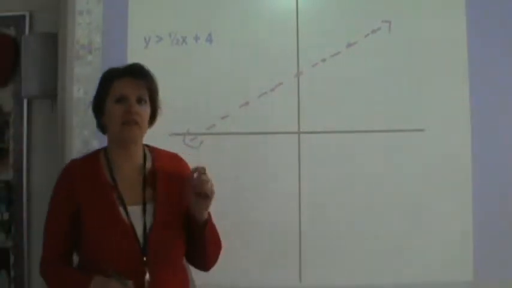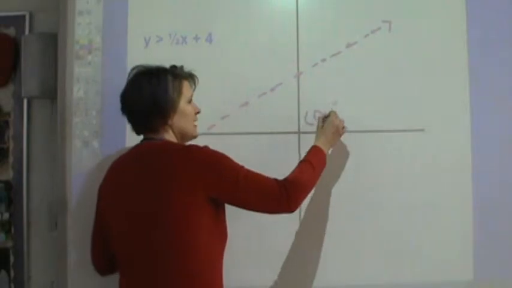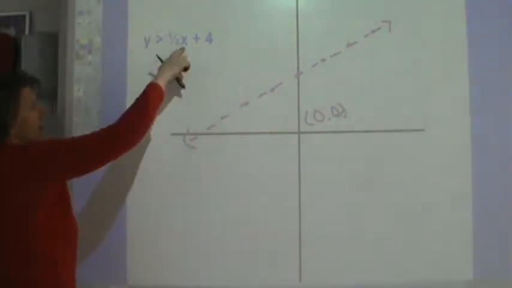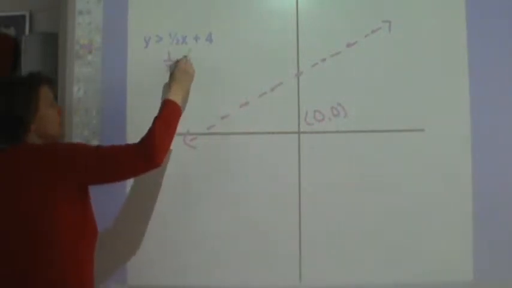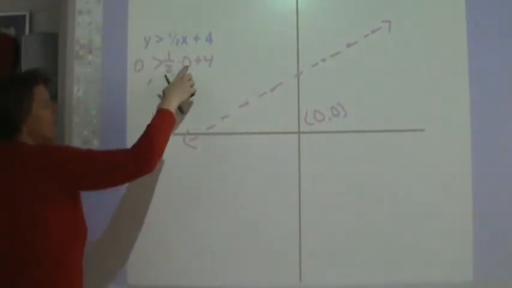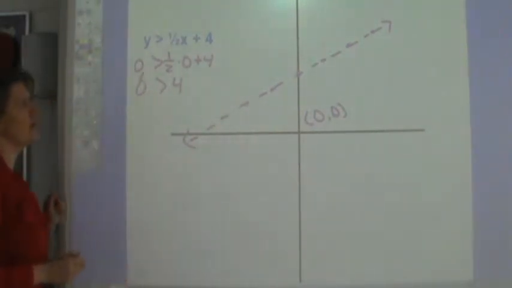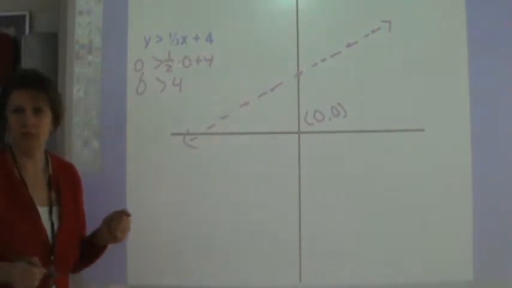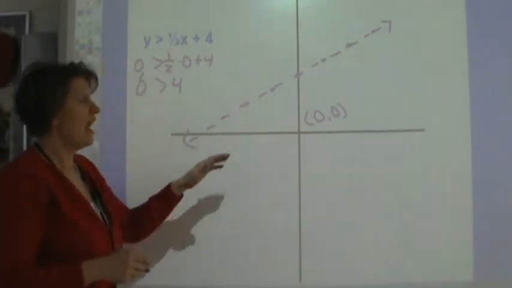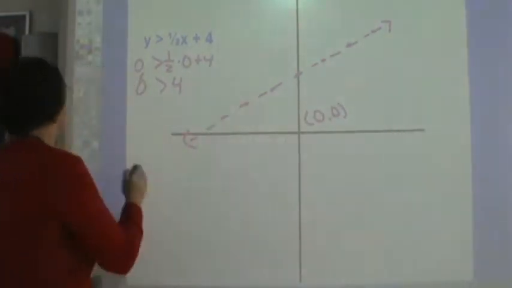I'm going to tell you, you can have the least amount of math if you use the origin. Okay? So if I test the origin, x is 0 and y is 0. So if I go up here, half times 0 plus 4, and then put 0 in for y. Well, half of 0 is 0. 0 plus 4 is 4. Is 0 greater than 4? No. Okay, so then you go back to your steps, and you see that if it's false, I'm not going to shade the side of the line where I tested my point. I'm going to shade the other side.